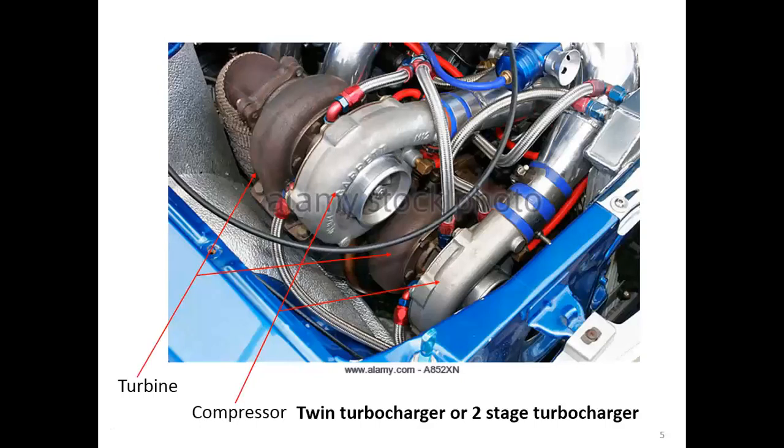Okay, this shows you the actual picture of the twin turbochargers, or a two-stage turbocharger, because we have two turbochargers here. The first set is right here, and the second set is down here. This is the compressor; you can see the skin color is different. And this is the turbine, where the skin color is dark. So you can see two sets of turbochargers installed in your engine room.